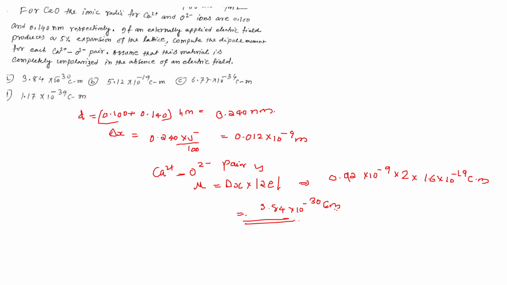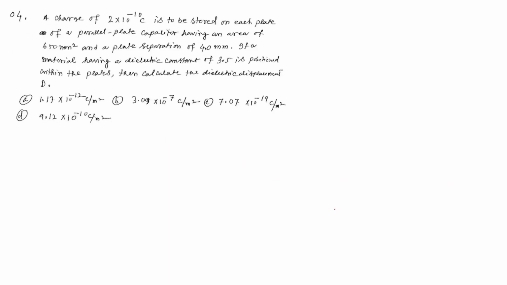Okay, so now we will go to the next problem. A charge of 2 into 10 to the power minus 10 coulomb is to be stored on each plate of a parallel plate capacitor having an area of 650 millimeter square and a parallel plate separation of 4 millimeter. If a material having a dielectric constant of 3.5 is positioned within the plates, then calculate the dielectric displacement D. Okay, so here you have to calculate the dielectric displacement.